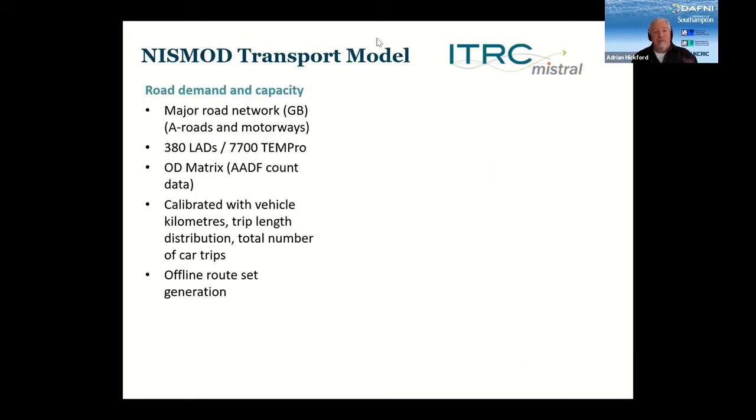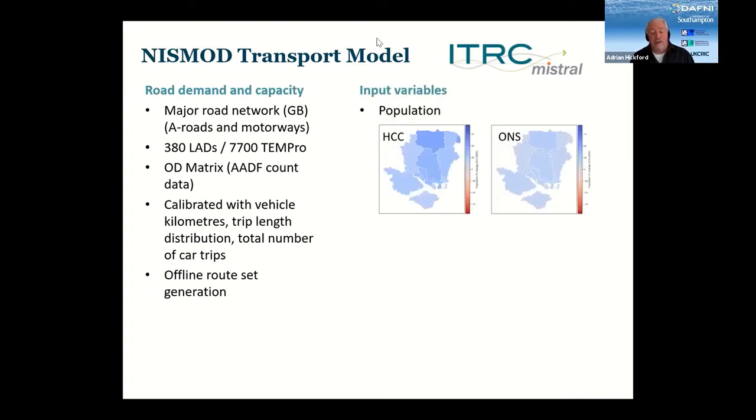It's based on the British road network, and it's got underlying data which mirrors the Department for Transport's counts and estimated flows on major routes. And there's an associated underlying origin destination matrix, which is used to calculate and generate future route choices. The model is designed to assess the impact of a number of input variables, such as population change over time. It shows the population projections for a specific housing growth scenario in Hampshire compared with the ONS projections.